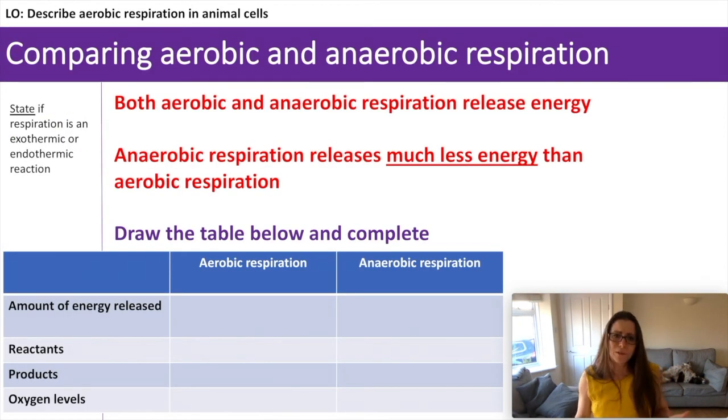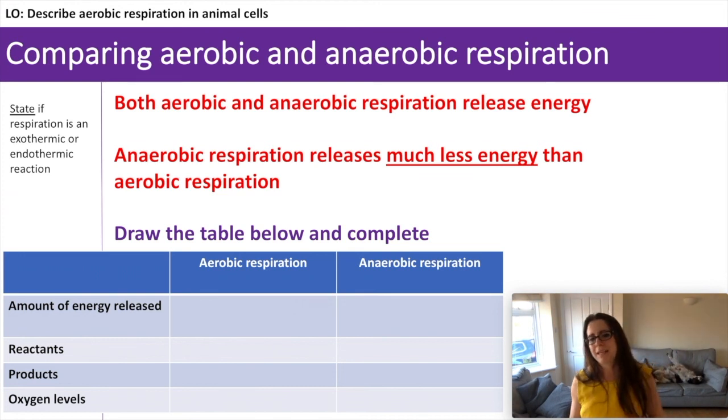So, on to comparing aerobic and anaerobic respiration. We've said that they're both used to release energy. That energy is used for muscle contraction, and it is released by mitochondria inside the cell. We've also said that anaerobic respiration releases much less energy than aerobic respiration, but there are other similarities and differences.